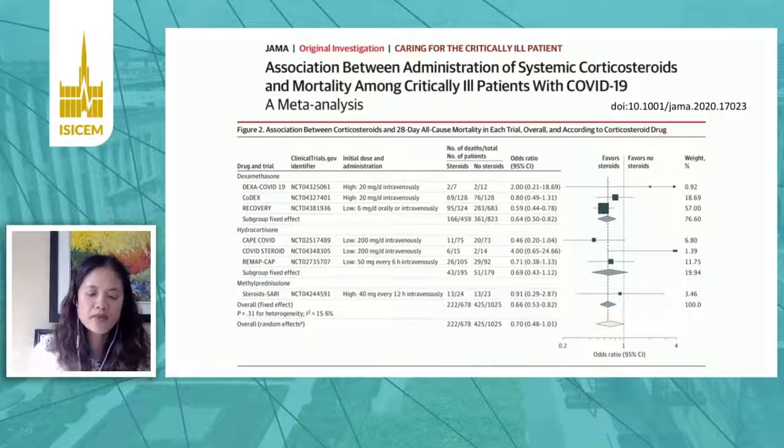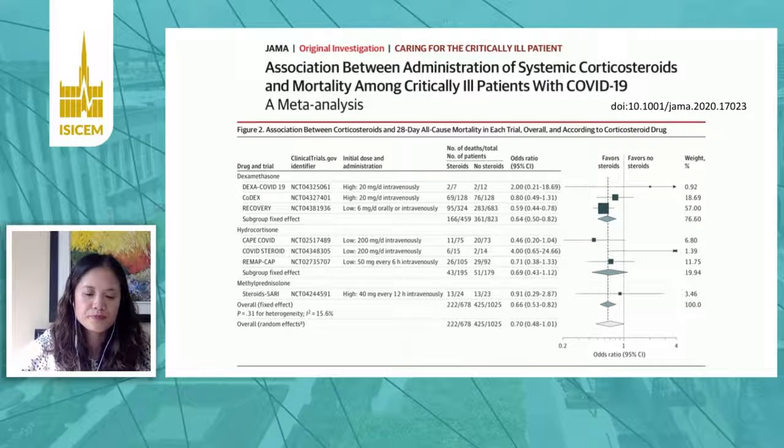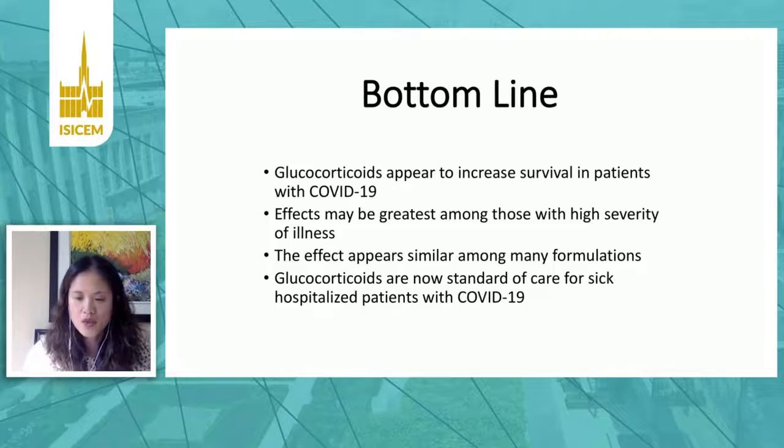A total of 1,703 patients were randomized, 678 patients to corticosteroid and 1,000 to usual care. The summary odds ratio was 0.66 for all-cause mortality. Adverse events varied across trials, but there was no suggestion that the risk of adverse events was higher in patients assigned to corticosteroid. The bottom line includes the following.